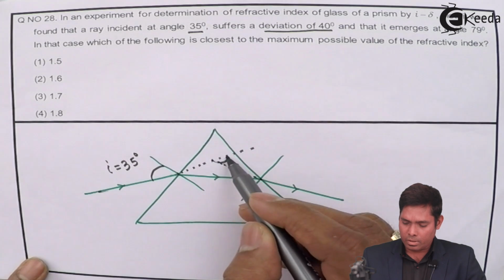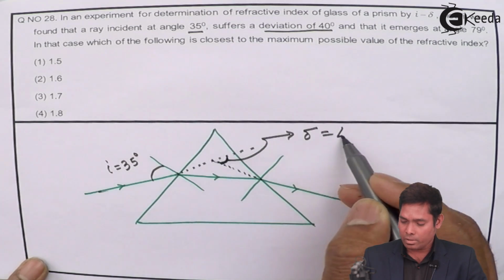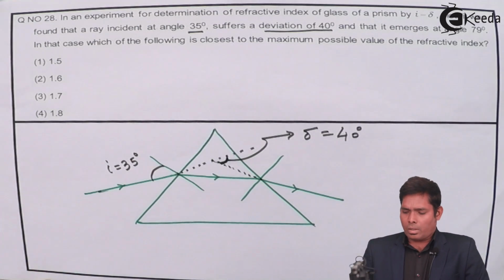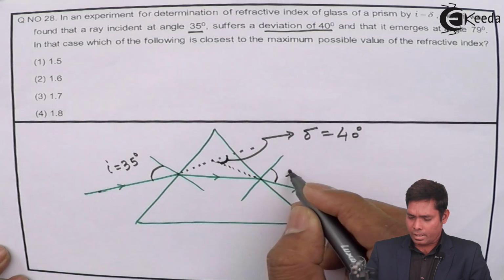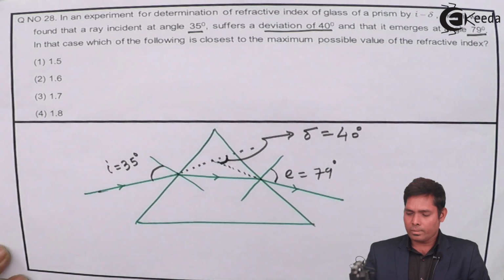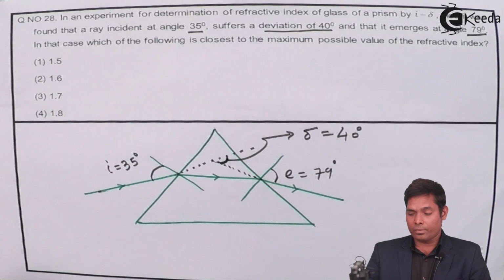Deviation will be something like that. So this angle is called delta, and that is 40 degree. And it emerges at an angle, this one is emergent angle E, which is given as 79 degree. In that case, which of the following is closest to the maximum possible value of refractive index? Maximum possible value of refractive index.